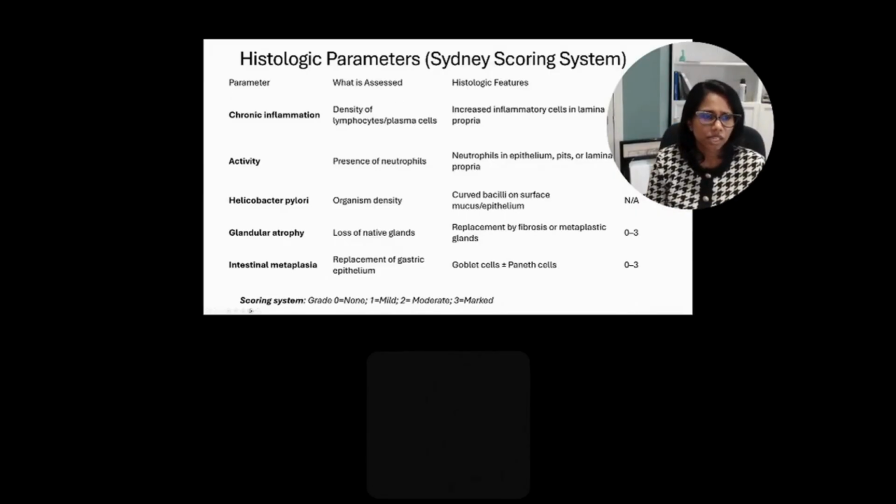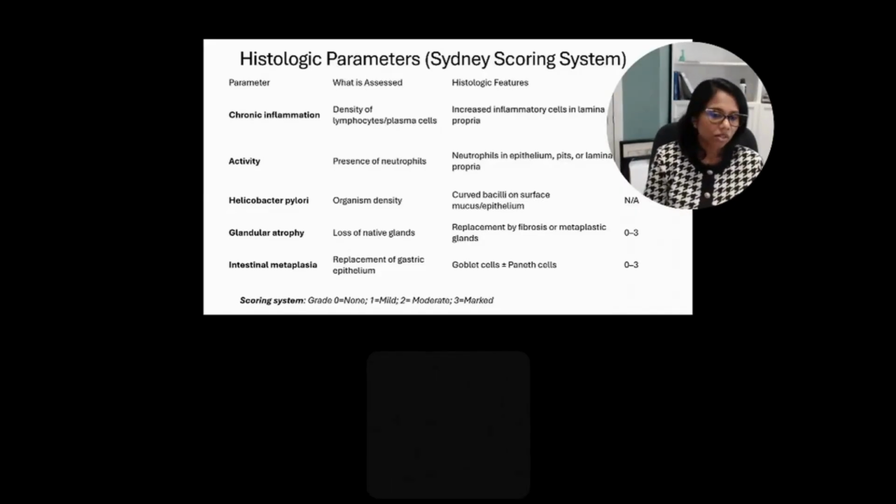In terms of the inflammation, chronic inflammation is usually graded depending on the density. This is a semi-quantitative assessment, of course, and you grade based on the density of lymphocytes and plasma cells, increased inflammatory cells within the lamina propria. Activity is measured by the presence of neutrophils within epithelium or pits or within the lamina propria. And of course, Helicobacter pylori, that's a very frequent clinical query in the everyday clinical setting.